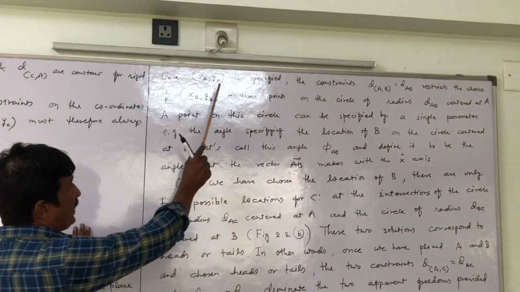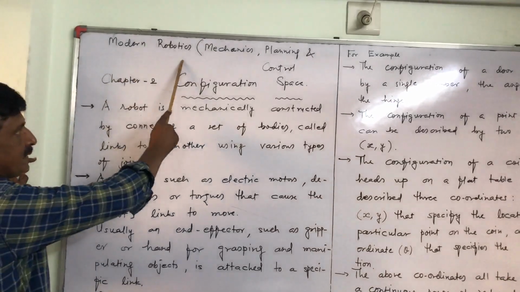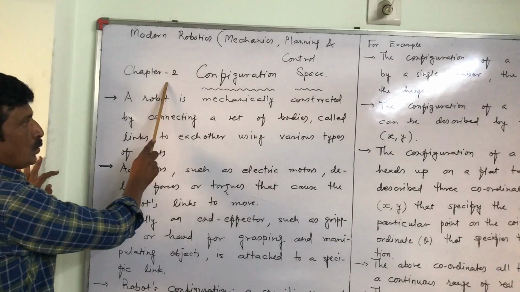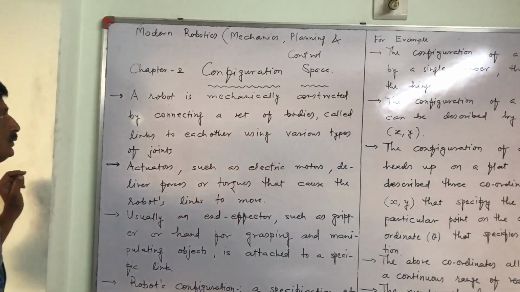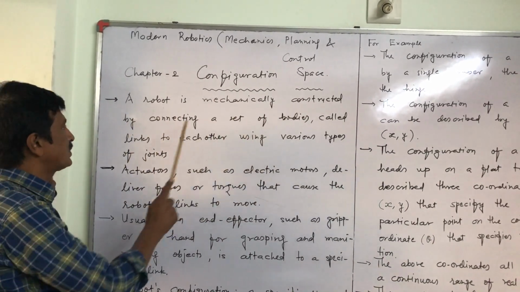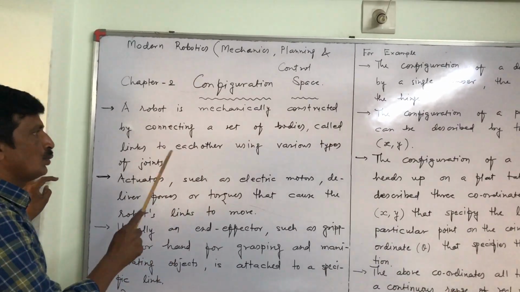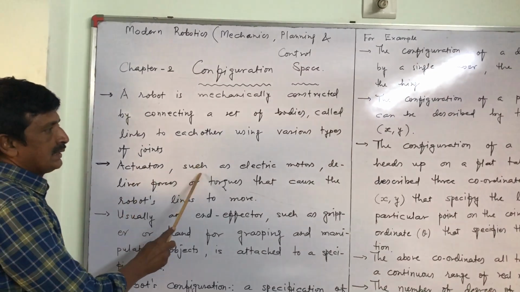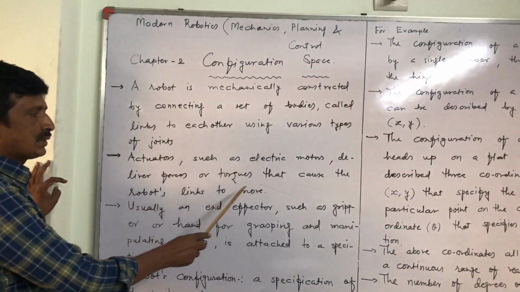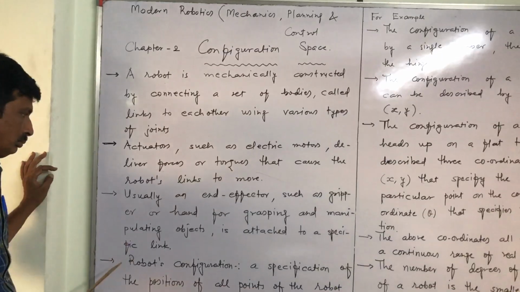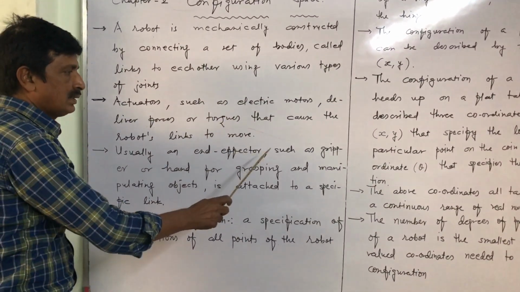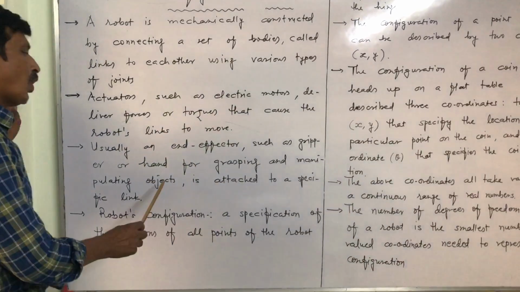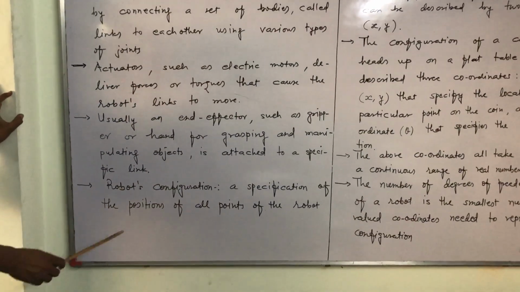Today we will study modern robotics, mechanics, planning and control. Chapter 2, configuration space. So what is a robot? A robot is mechanically constructed by connecting a set of bodies called links to each other using various types of joints. Actuators such as electric motors deliver forces or torques that cause the robot's links to move. Usually, an end effector such as a gripper or hand for grasping and manipulating objects is attached to a specific link.